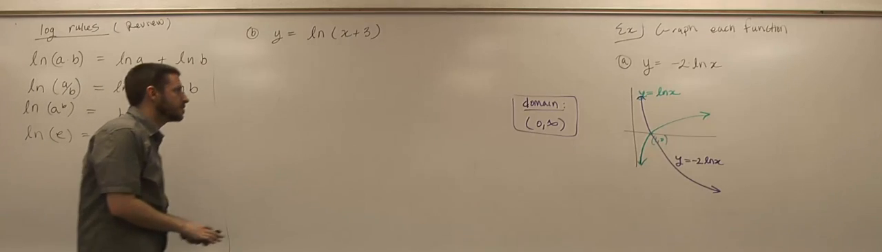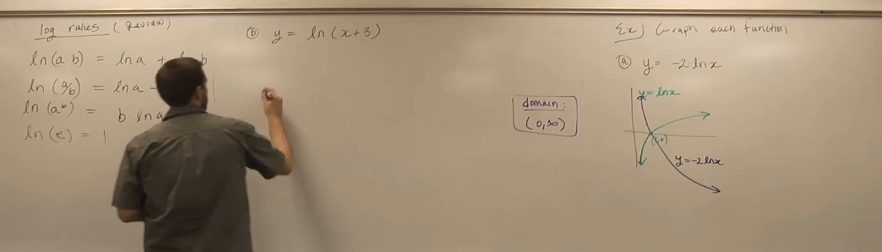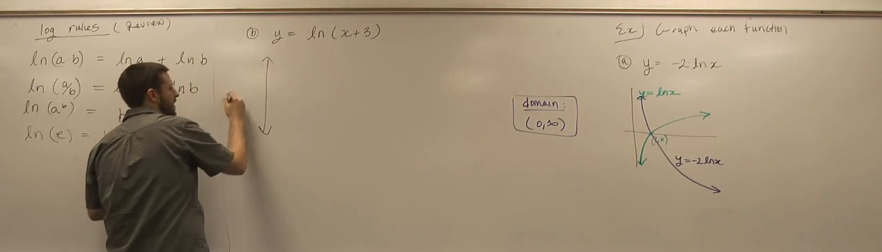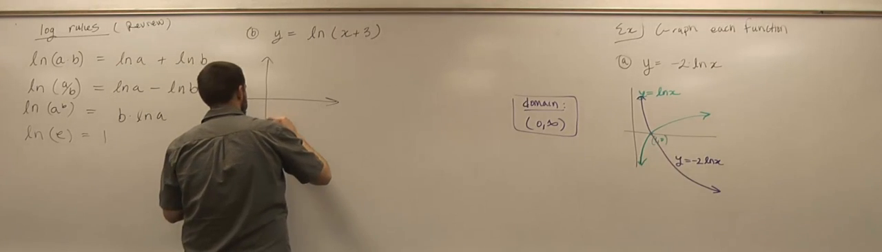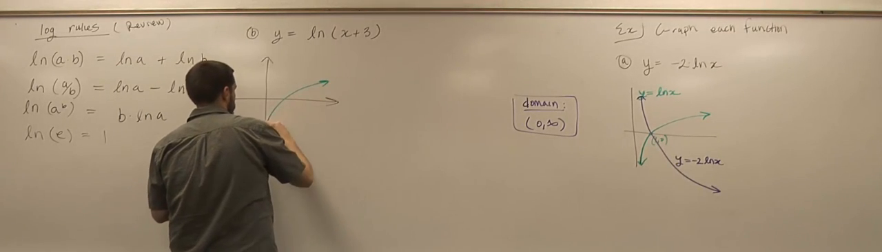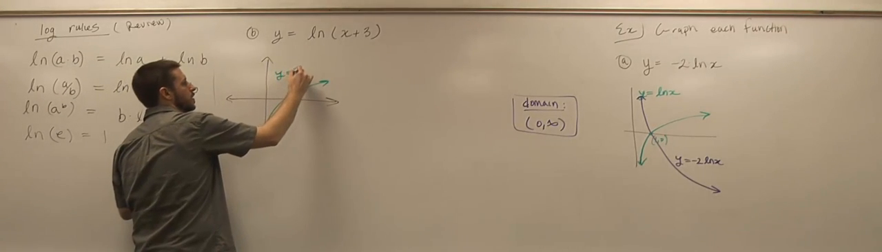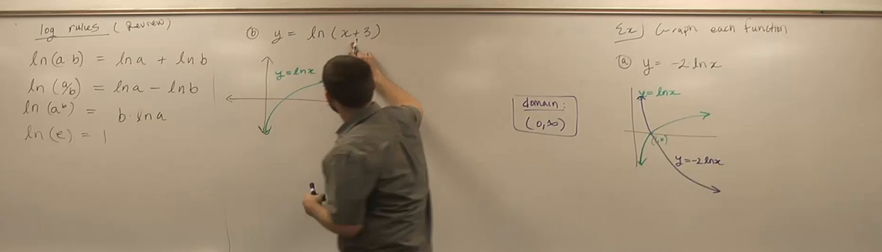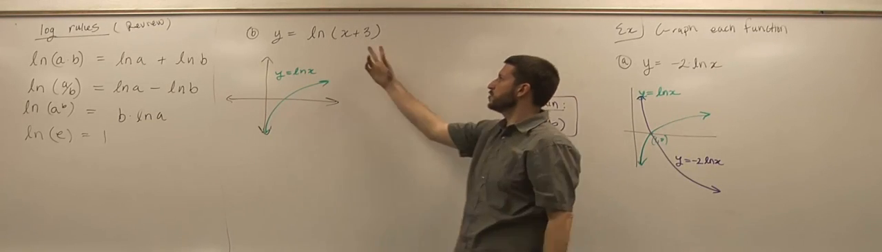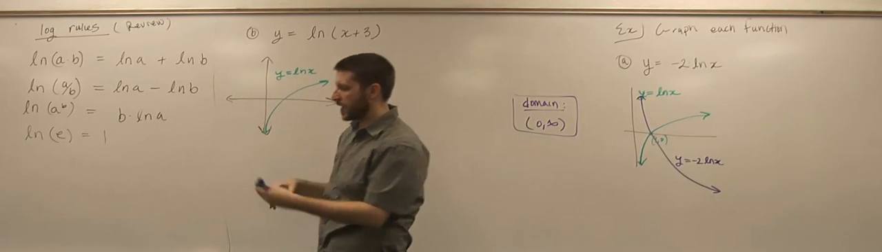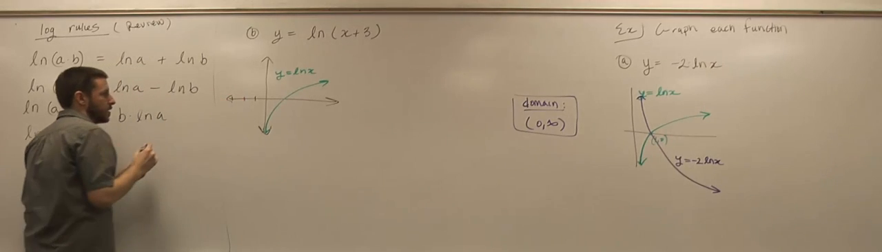Y equals natural log x plus 3. What's that graph look like? It's shifted over by 3. So you take your natural log x graph, which is increasing and concave down with an asymptote at 0. And because of the plus 3, which way do you shift? Left. You go in the opposite direction. You see plus 3, you shift to the negative side of the axis. So you go over 1, 2, 3.